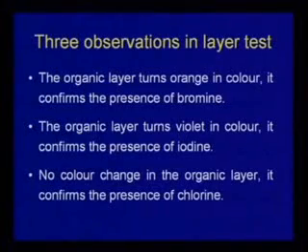Now here again you can get 3 observations. What are those 3 observations? If the organic layer turns orange in color, it confirms the presence of bromine. If the organic layer turns violet in color, it confirms the presence of iodine. And if there is no color change in the organic layer, it confirms the presence of chlorine.